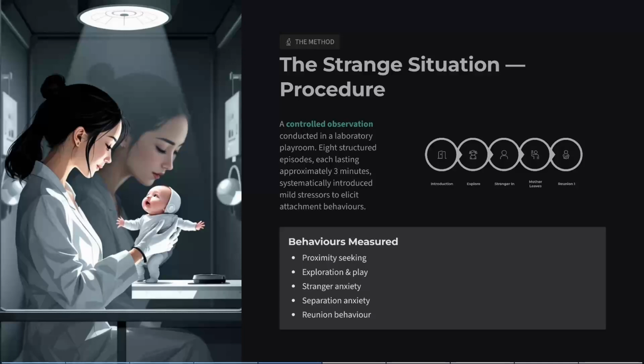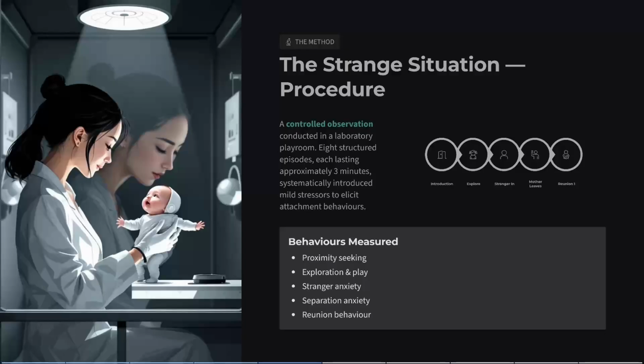Episode 7, the stranger returns before the mother. Can the stranger provide any comfort? This measures whether the infant's distress is specifically about the absence of the caregiver or simply about being alone. And then the final episode, episode 8, is the second reunion. The mother returns again, and this second reunion allows confirmation of the pattern that's seen in episode 5, which is the first reunion.